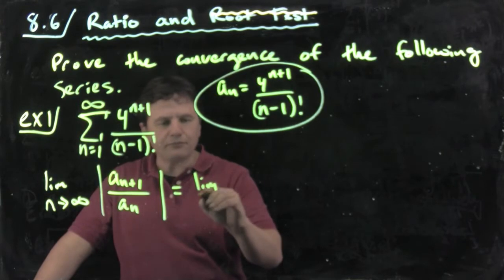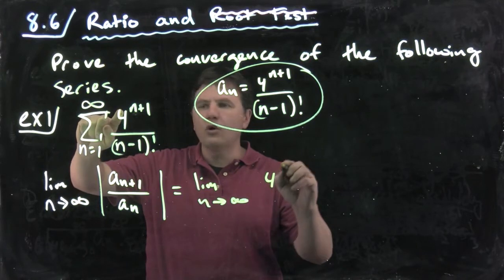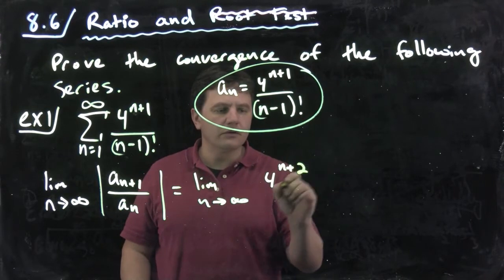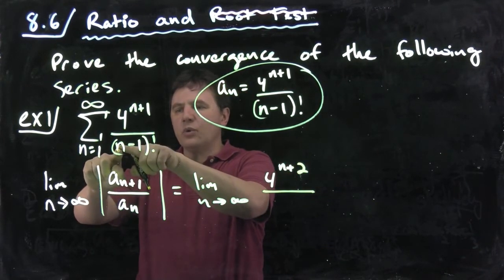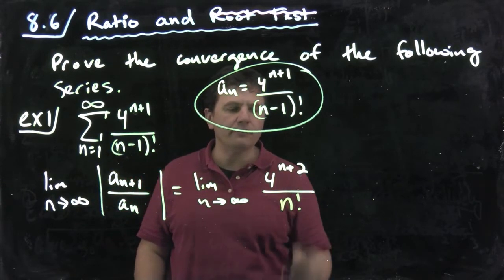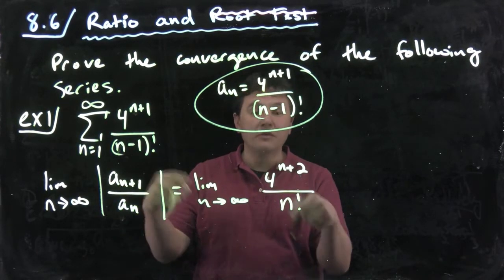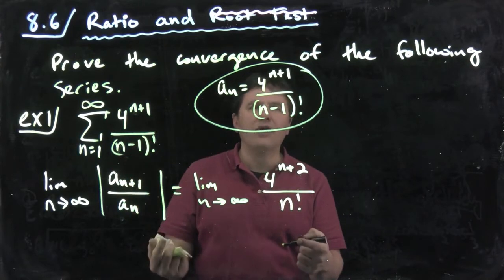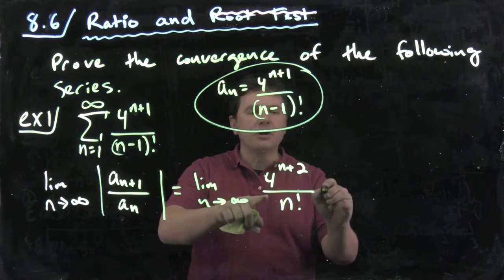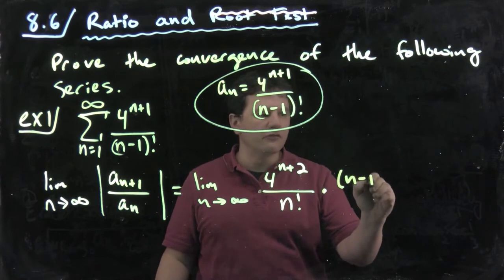So this will be the limit as n goes to infinity, n plus 1 goes in, so that's going to be 4 to the n plus 2. And then if I plug n plus 1 in here, it'll be n plus 1 minus 1, so this is just going to be n factorial. Okay, so this is my a sub n plus 1 term. Now I'm going to put that over a sub n, so I'm going to be dividing by this. However, I'm going to have a fraction over a fraction. So instead of writing this as a complex fraction, I'm going to multiply by the reciprocal of a sub n, right? It's going to do the same thing for us.